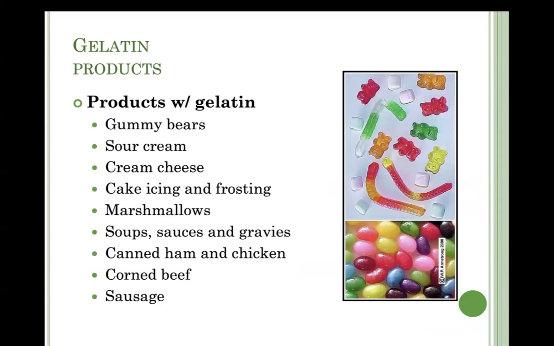So different types of products that we have made with gelatin. We have our gummy bears. Sour cream has gelatin incorporated into it. Cream cheese, our marshmallows, some soups and gravies. Commercially produced soups, sauces, and gravies do contain gelatin. And of course, our canned ham, canned chicken, corned beef, and sausage, because it is naturally occurring in the meat products. So that's it for our lecture.